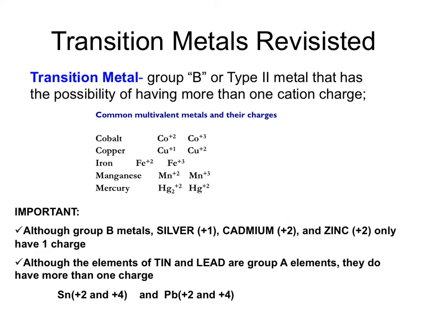We talked about how these charges need to be memorized. And then the last thing I want to point out to you is that tin and lead are actually group A elements, but they act like the transition elements. They're pseudo transition elements. They will have more than one charge, and you do need to memorize those as well. Now, one of the ways that you can do that is that both tin and lead are found in group 4 of the group A elements. So that would help you come up with a +4 charge, and then you just need to remember that it also has a +2 charge as well.